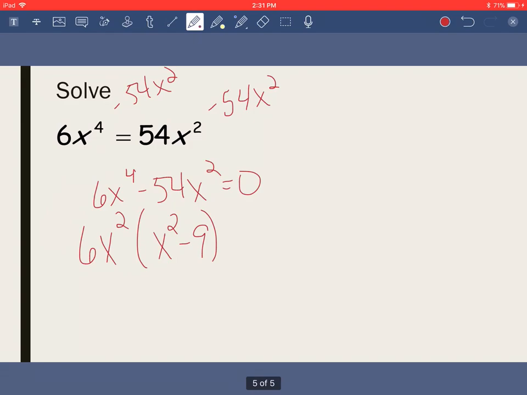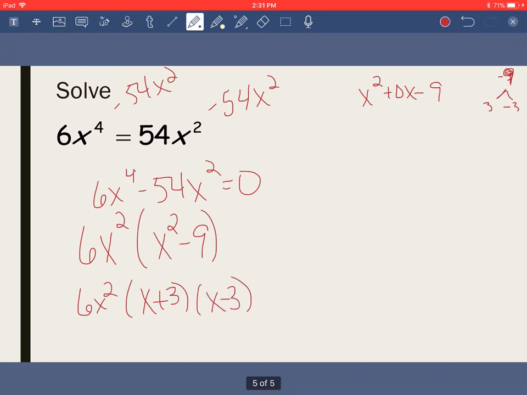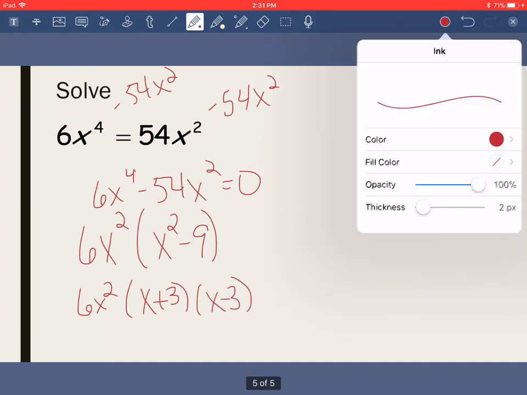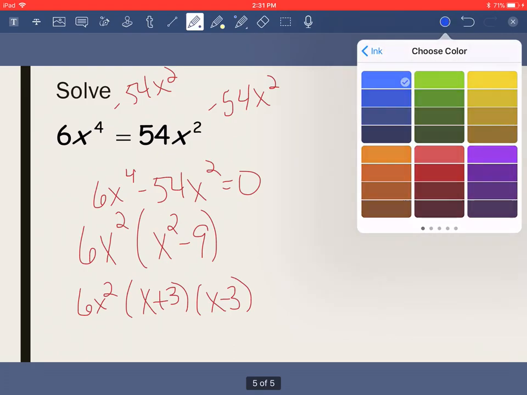I can continue to factor. x squared minus 9 is the same thing as x squared plus 0x minus 9. So factors of negative 9 that add up to 0 are 3 and negative 3. So this is 6x squared, x plus 3, x minus 3. So now I'm going to set each one of these equal to 0 and solve.